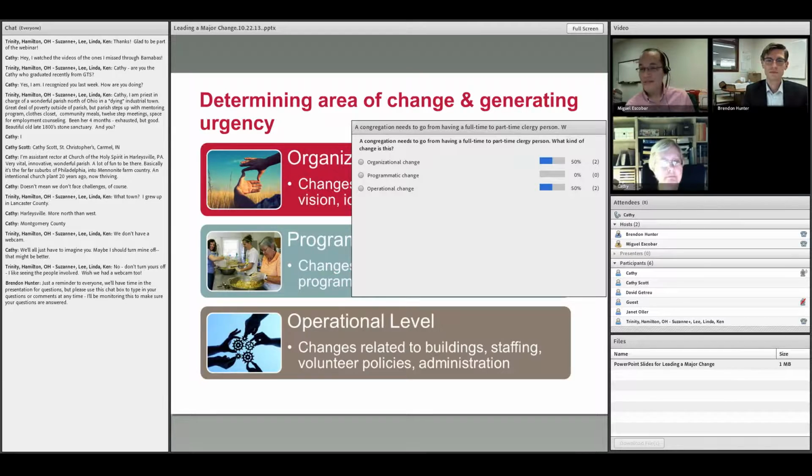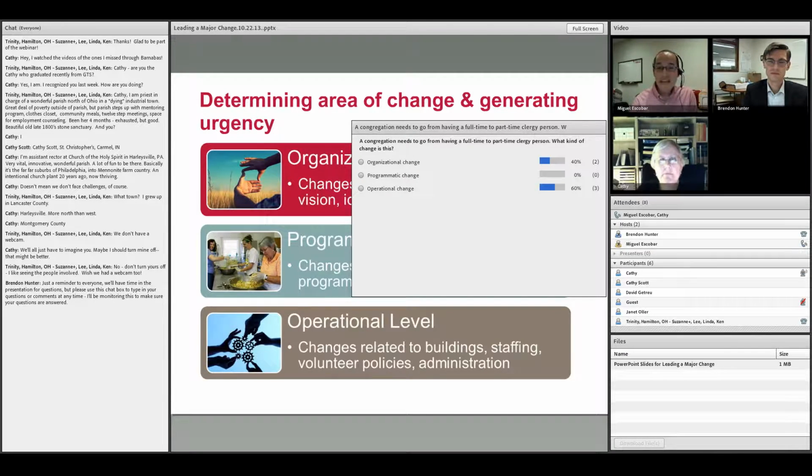We have 4 of 6, so that's a pretty good response rate. Okay. I would argue that in so much as it relates to staffing, directly to staffing, it's an operational change. Now, obviously, this change impacts every other part of the organization, and that's why it is a major change.